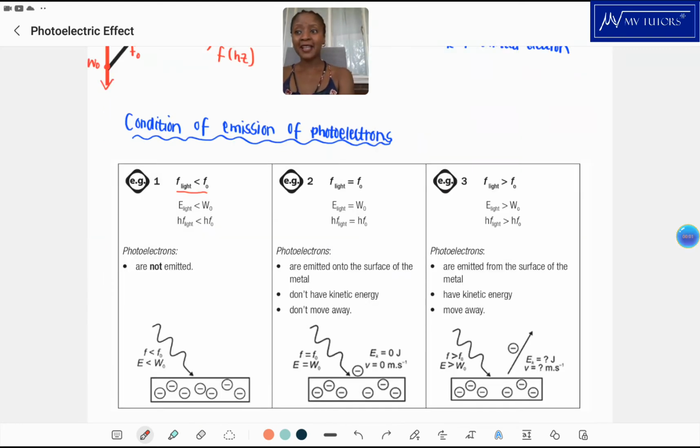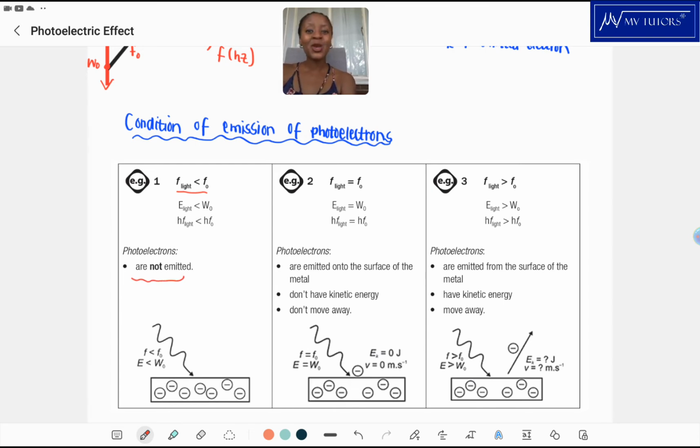We're going to have a look at the condition of emission of photoelectrons. Basically what I was describing in words, I just want to show you how it actually happens. So if you have your frequency of light less than your threshold or cutoff frequency and your energy is less than the work function, nothing will happen. And it doesn't matter if you intensify your light, still nothing will happen. You really need suitable frequency as well as the minimum energy. So in the first case, photoelectrons are not emitted.